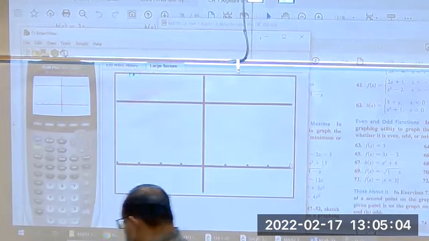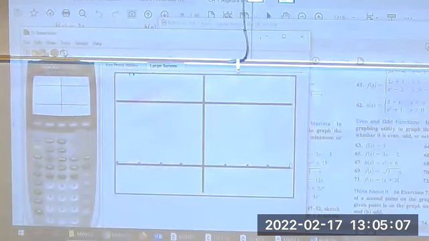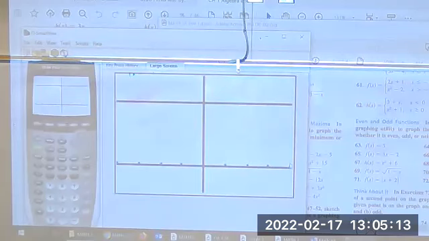Now, even functions. Here's the characteristic of even. f of negative x is equal to the same answer as what f of x would be. It's basically reflected. Actually the word they use is symmetry. Symmetry about the y-axis. So what's on the left-hand side of the y-axis should be on the right-hand side of the y-axis.